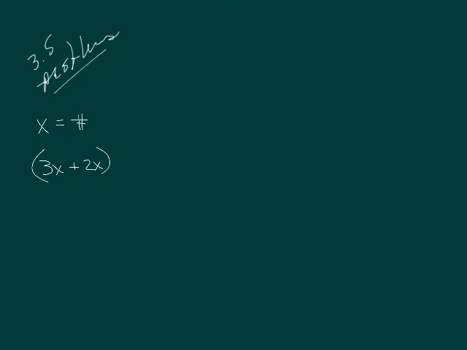So if the sum of 3 times a number and 2 times the same number is increased by 1, so we're going to add 1. The result is 16. Find the number. So I'm just finding x there.